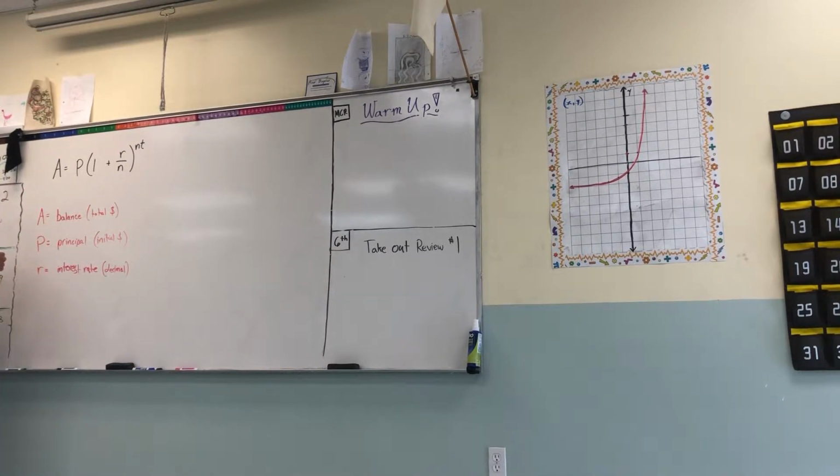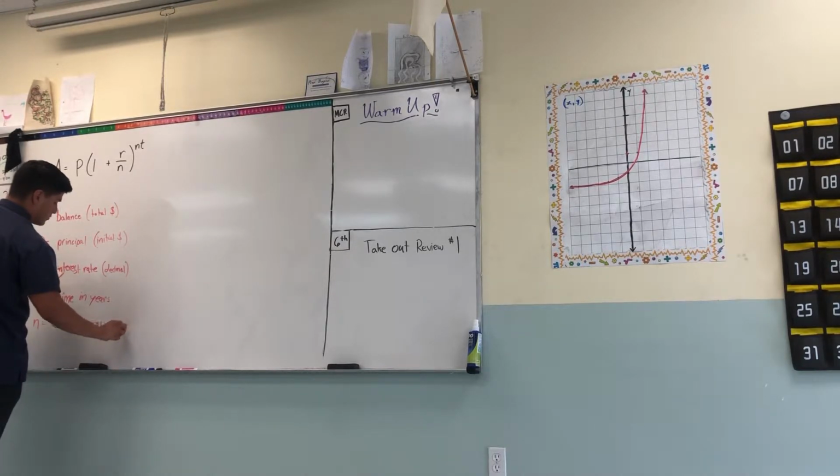And N is like how frequent. So wait, let's do N last. T is going to be the time that the money is going to be in there, so the time in years. And then N is going to be the frequency. We'll say the compoundings per year. What are you gonna do with that? Yeah, I'm gonna give you the formula.